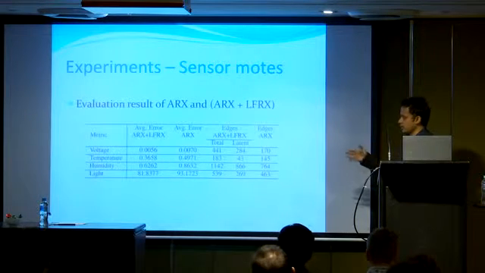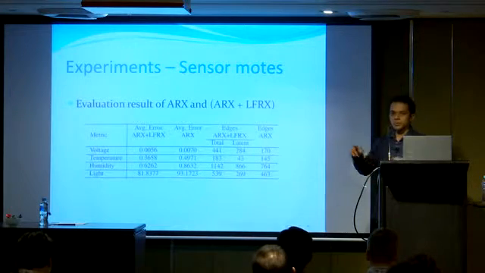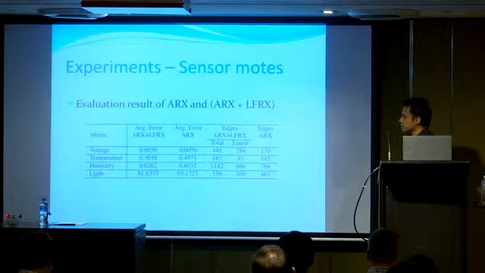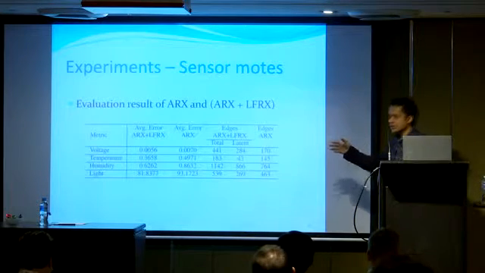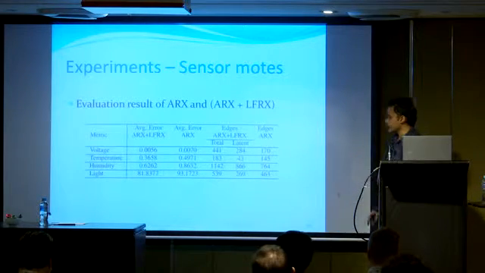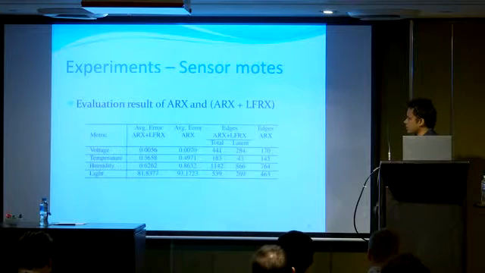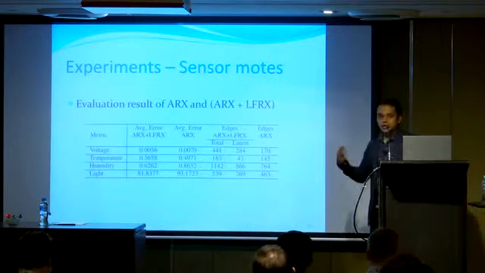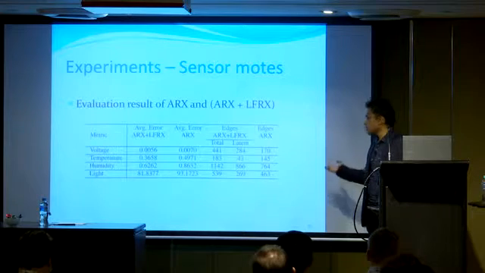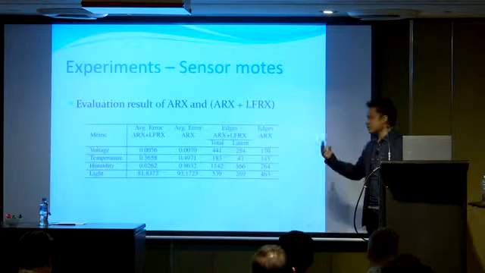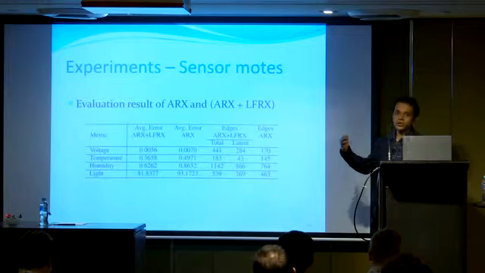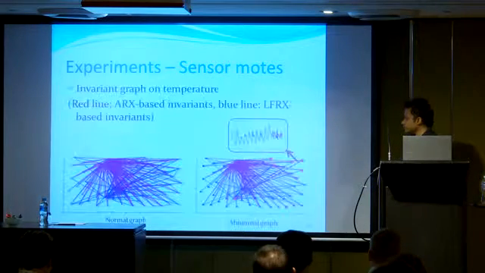They also evaluated the results of using ARX and LFRX against just the ARX. This is the error, that's x_j hat(t) minus x_j(t). They found that the error was significantly lower for most of these different sensors. And the LFRX plus ARX method was also able to identify more edges than the normal ARX model. So they were able to identify more invariants in the system.